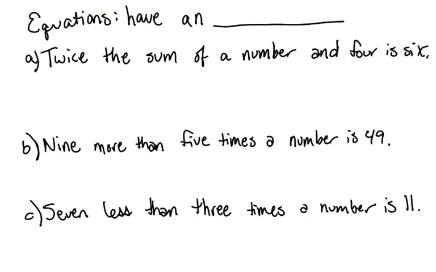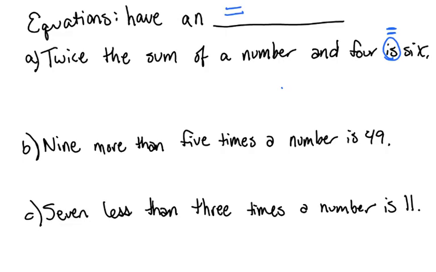Now that you've finished those, we're going to go ahead and try it when it's an equation. Remember, an equation is the same thing as an expression, except it has an equal sign. So letter A says, twice the sum of a number and 4 is 6. The key here is this word is, or sometimes they'll say is equal to, that's where the equal sign is going to go. Is means equals.